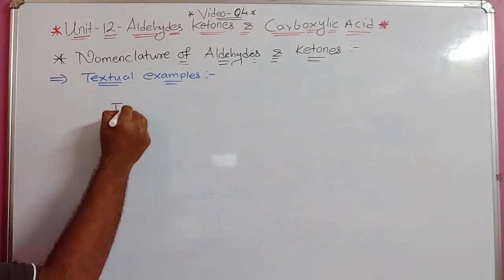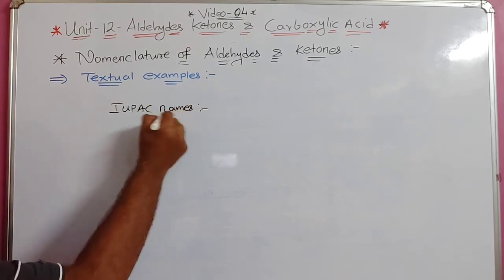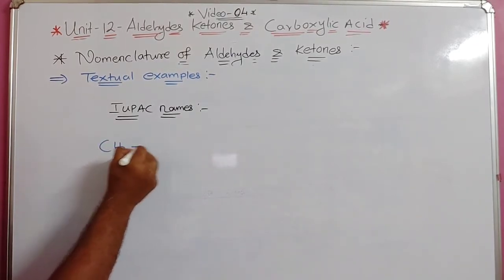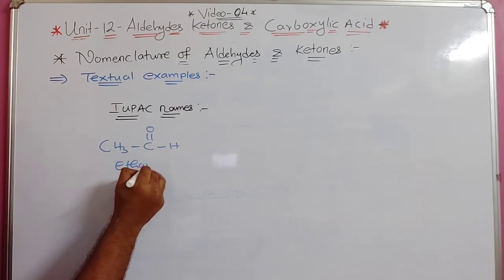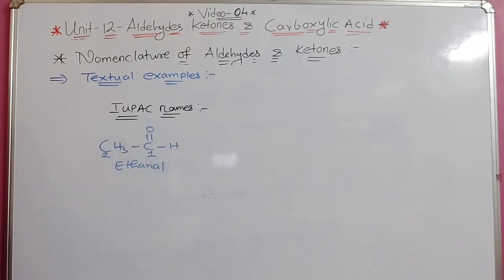IUPAC names, which are given in your textbook. In that, if you see the first one, what is given is ethanal. It is written CH3CHO, the name is ethanal. Now how this name? This is carbon 1 and 2. The carbonyl carbon or aldehyde carbon is given number 1.